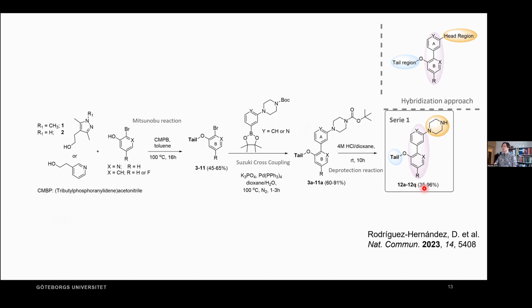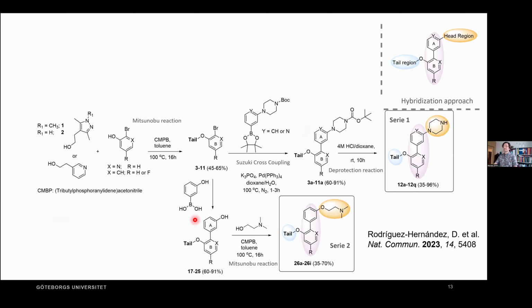Some things worked really well. Some things didn't work that well. I would say that the lower yields were probably mainly due to purification issues and handling issues, solubility, stuff like that, and not so much with the chemical transformation itself.